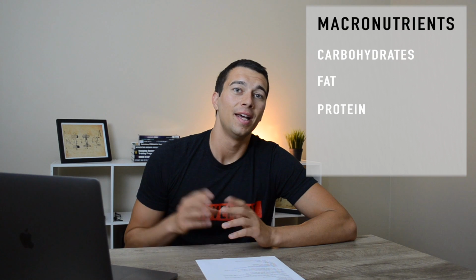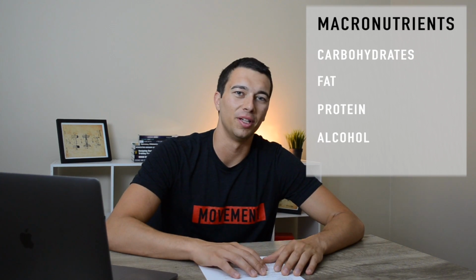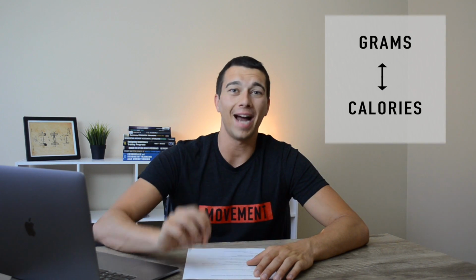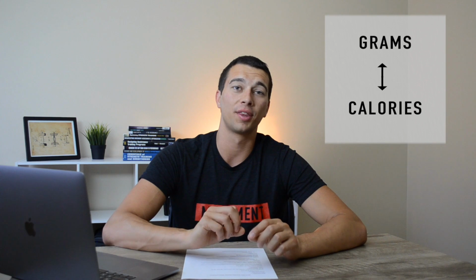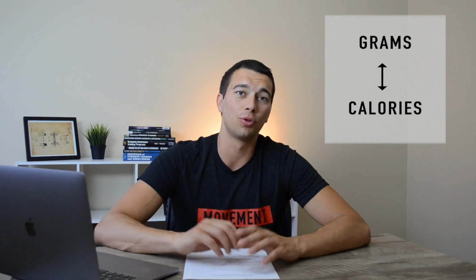Alright, so let's lay the foundation here with macronutrients. The three main macronutrients are carbs, fats, and protein. The other one would be alcohol, which is a little bit different, but not going to be in the CSCS equations. Now, it's really important that we know the difference between grams and calories and how to convert back and forth. This is important when we're analyzing someone's diet as well as analyzing food sources.